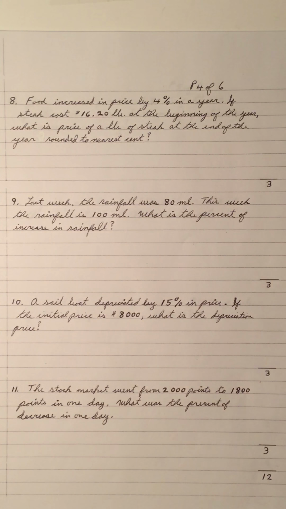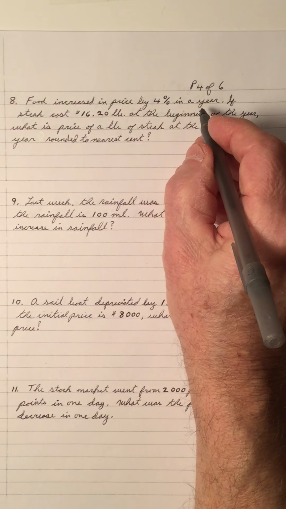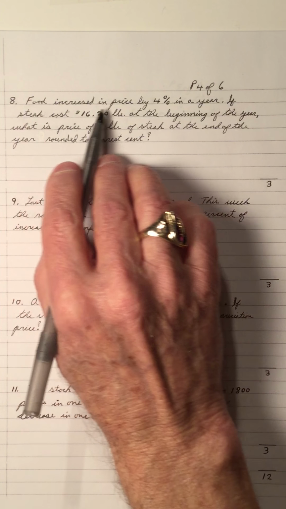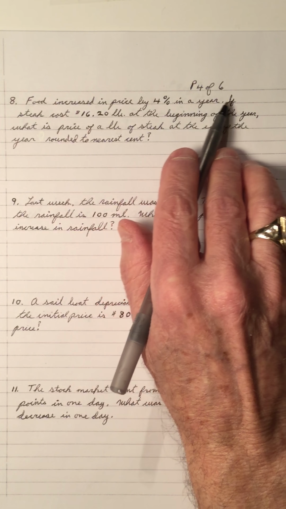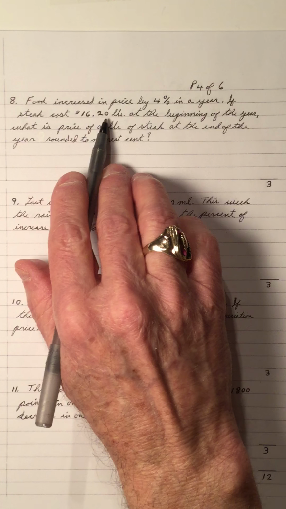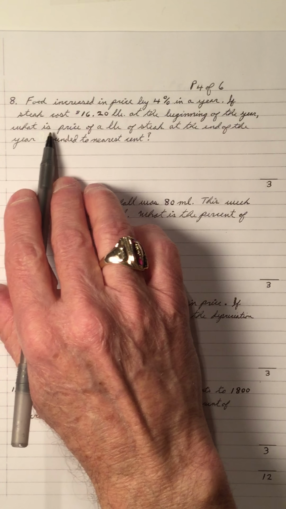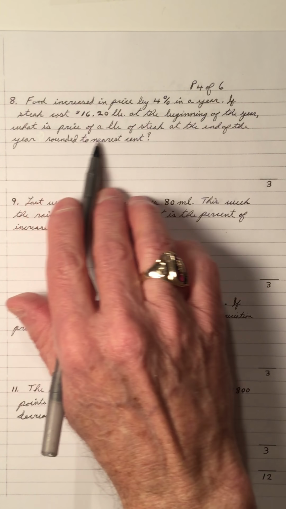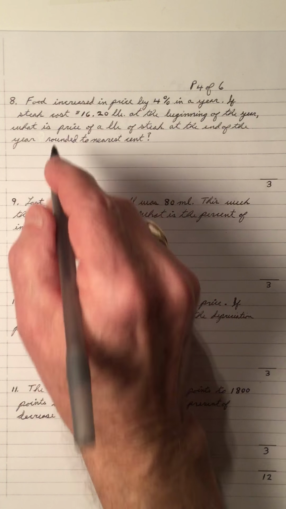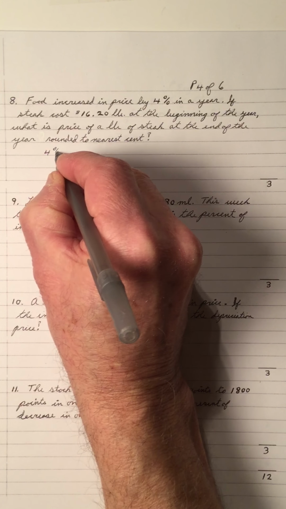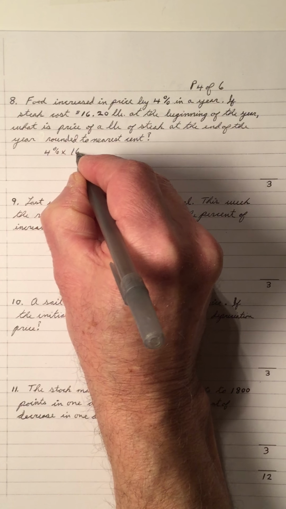right answers. So we're having an increase of 4% a year, a food price increase of 4% in a year. If the steak costs $16.20 at the beginning of the year, what's the price of the steak at the end of the year rounded to the nearest cent? Okay, we have 4% times 16.20.